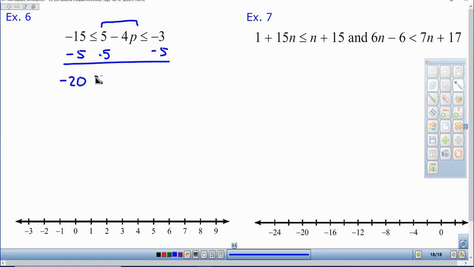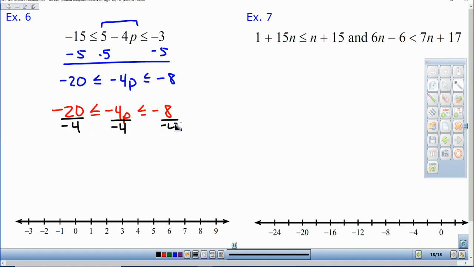You'll get negative 20 less than or equal to negative 4p less than or equal to negative 8. Now my variable's in the middle still, but it has a coefficient, and we need to get rid of that coefficient. I gotta get rid of that negative 4. So I'm going to divide by that coefficient on all 3 parts, and it happens to be negative. So we got to do something here where we flip this inequality symbol around. Mathematically, that has to happen in order to keep the statement true. And then you'll get those numbers. 5 is greater than or equal to p, which is greater than or equal to 2. So p is greater than or equal to 2.